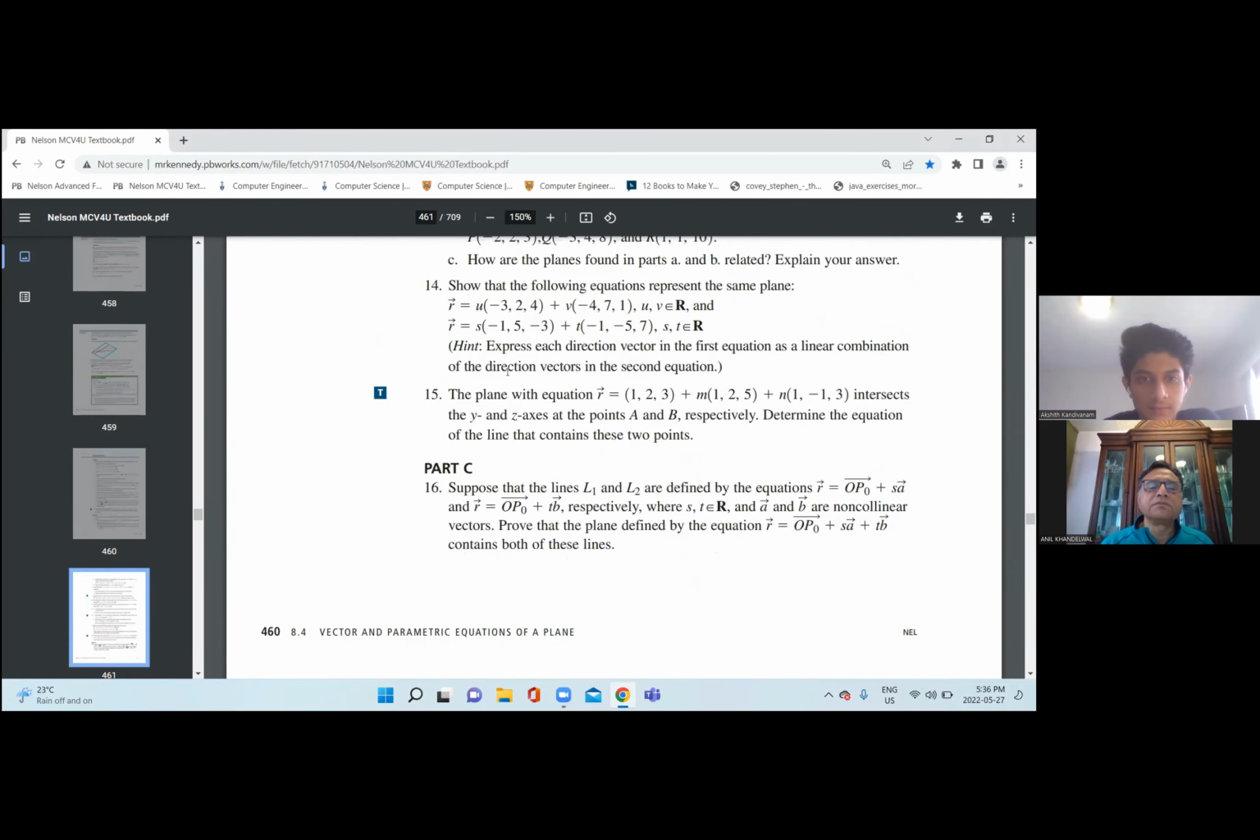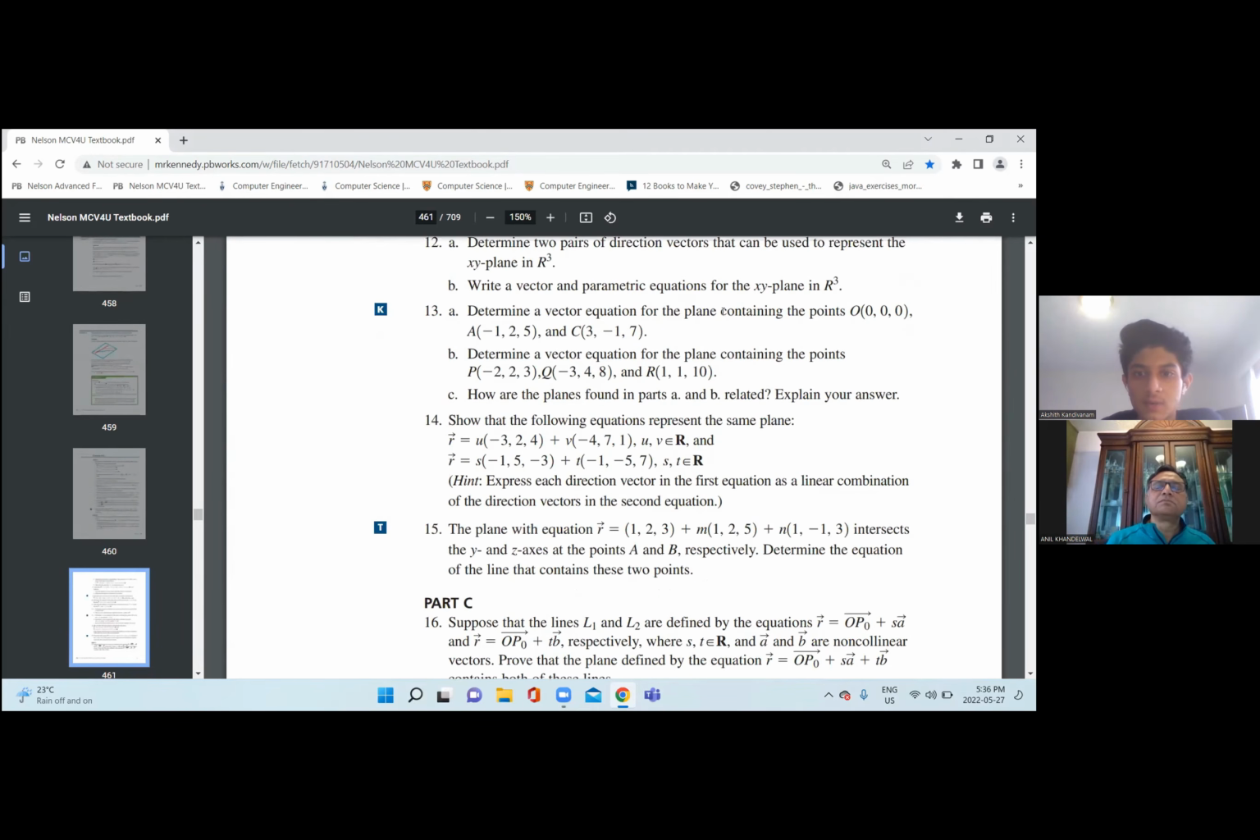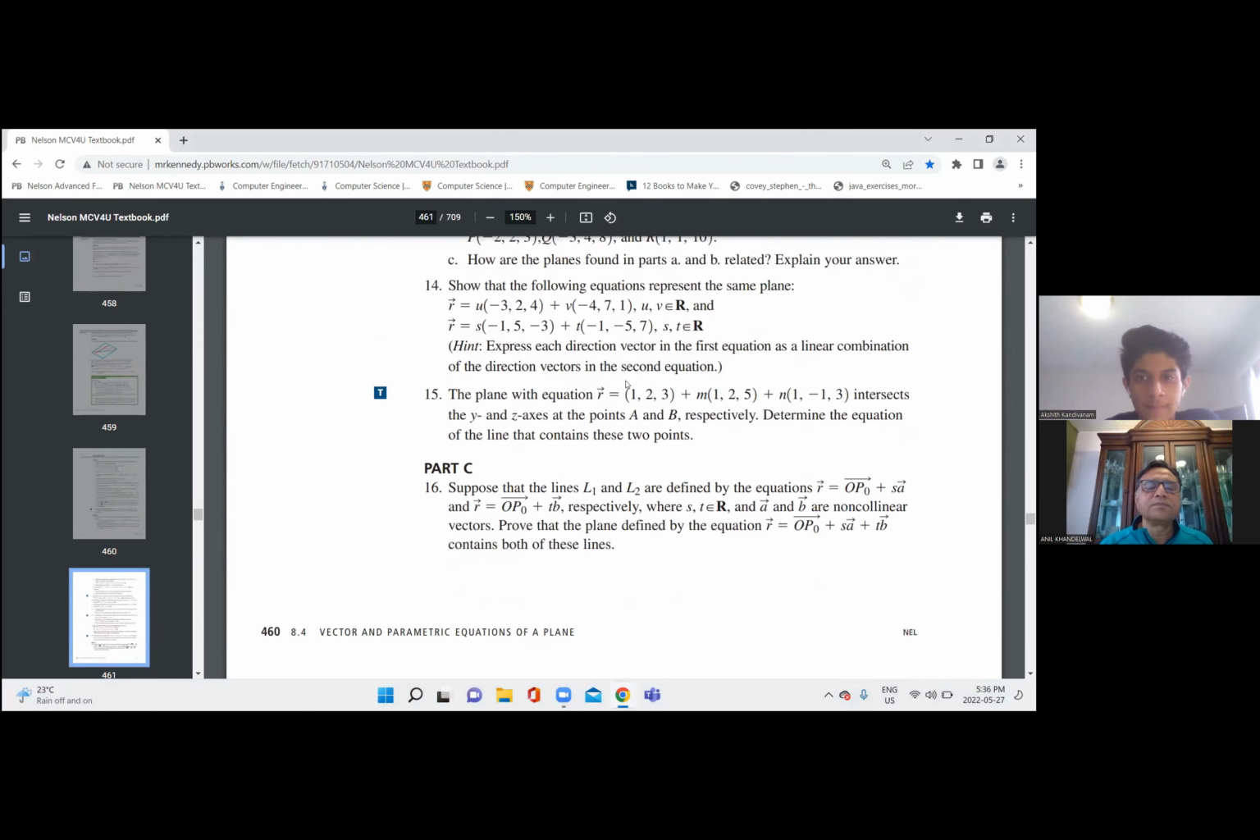Question number 13. Determine a vector equation for the plane containing the points (0, 0, 0), (minus 1, 2, 5), and (3, minus 1, 7). Easy. Yeah. Part C, question 16. Let's read that.